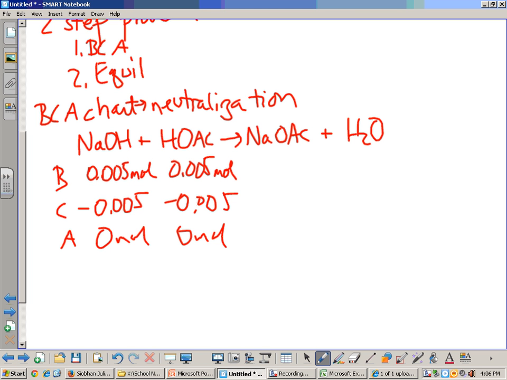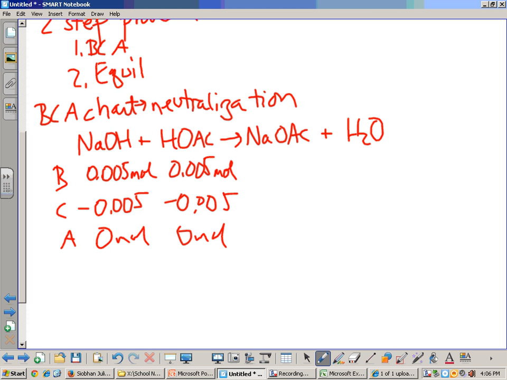In your flask at this point, you have no sodium hydroxide and no acetic acid, because you have the same number of moles of each. They have completely neutralized one another. They are gone. However, you must consider your products.